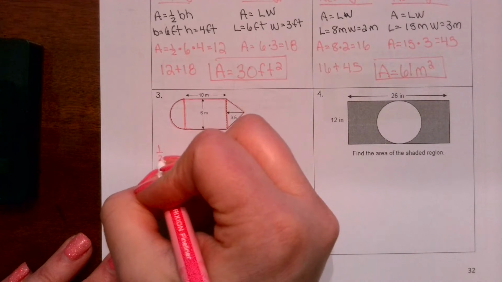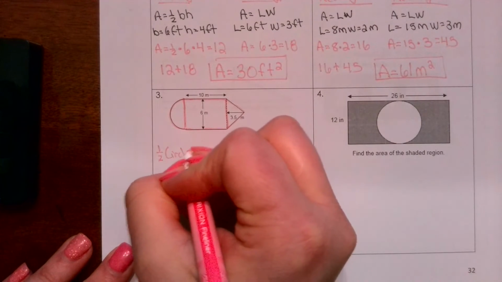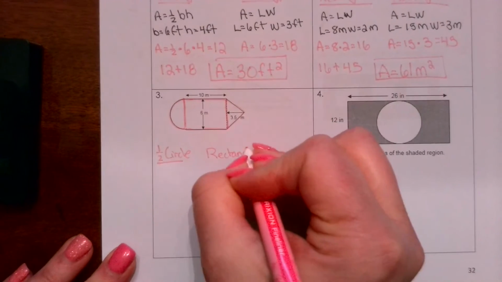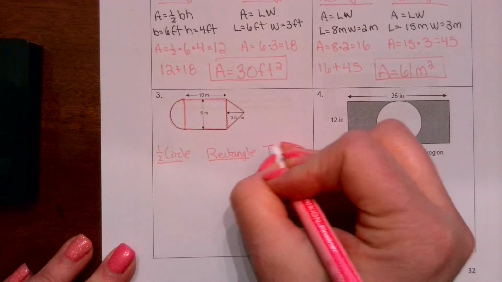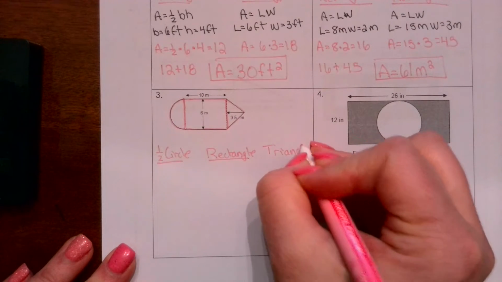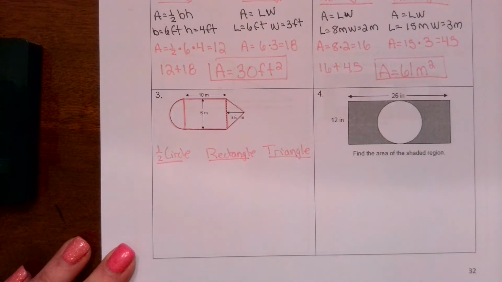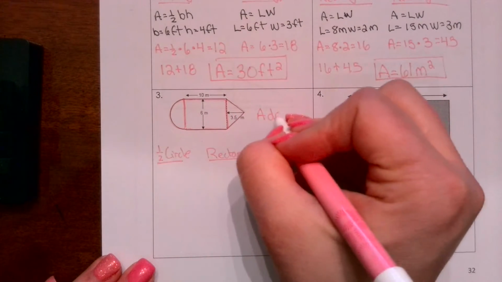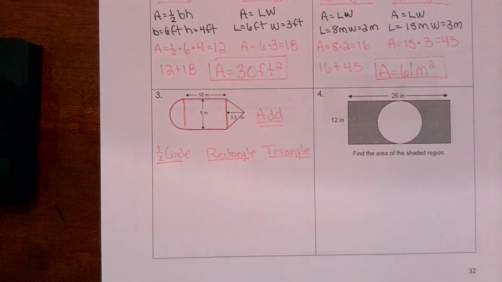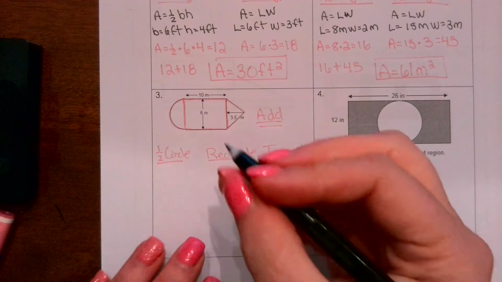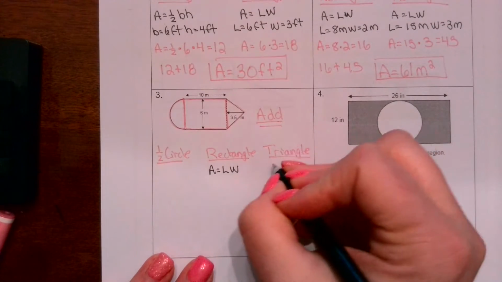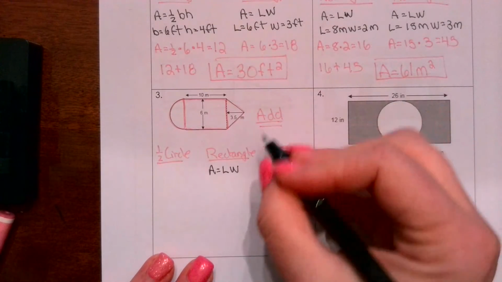I have a half circle, I've got a rectangle, and I've got a triangle. So I have to find the area of all three of these shapes, and it looks like I want them all together, so I will be adding those shapes together. Well, I'm going to have to figure out my formulas. Happily, I've been using the rectangle formula a lot. That's length times width. And the triangle is right above.